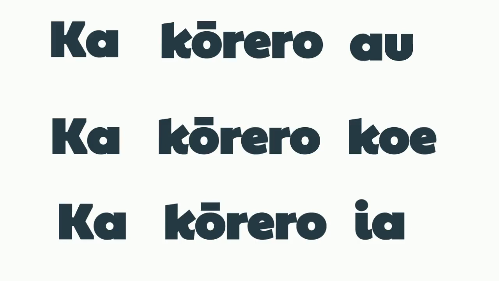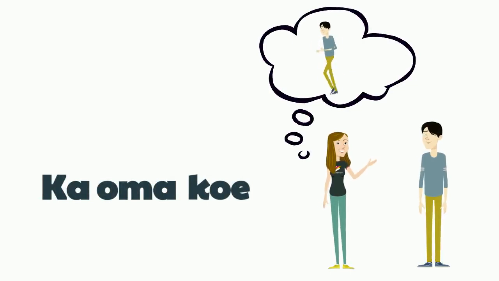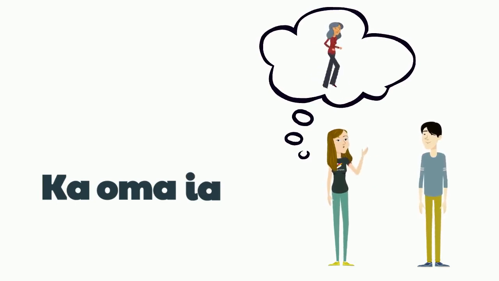Just like in the present tense, we can change the verb to change the action itself. Oma means run. Ka oma au. I will run. Ka oma koe. You will run. Ka oma ia. He or she will run.